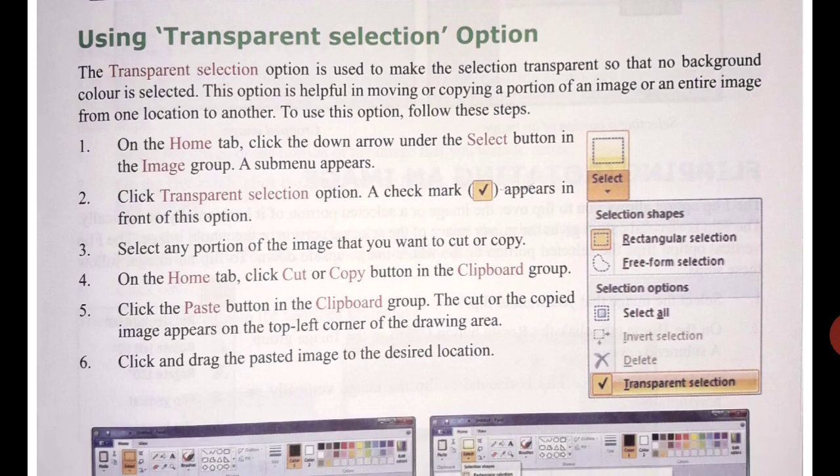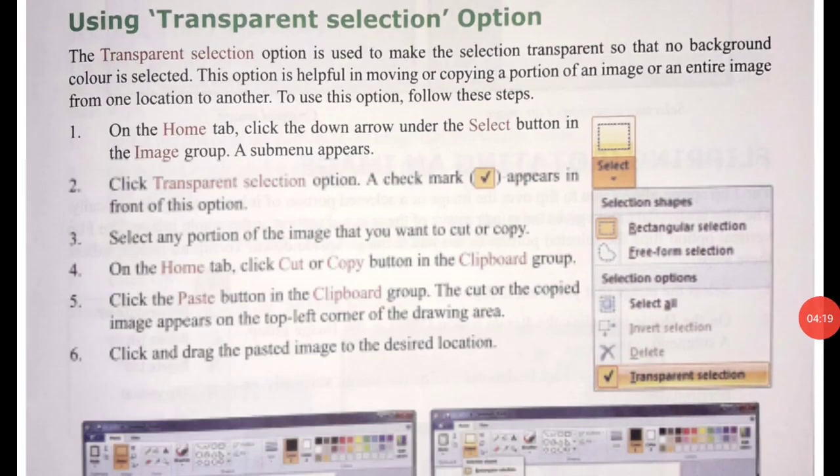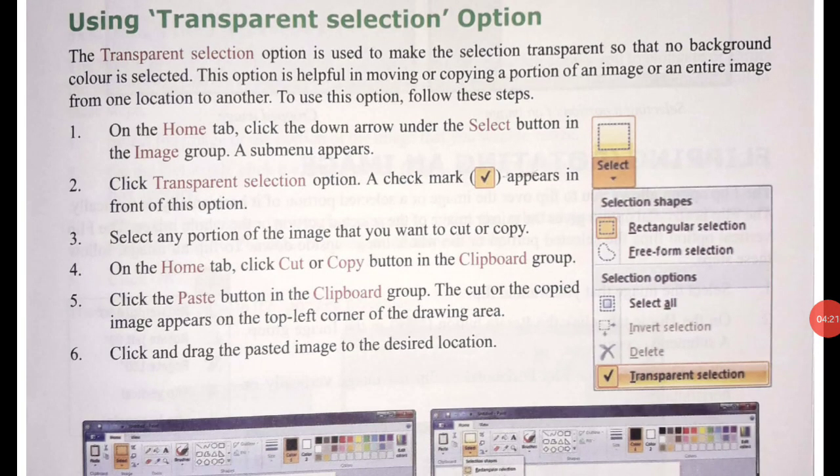Number one, on the home tab, click the down arrow under the select button in the image group. A sub menu will appear like this. All the options are there: rectangular selection, free-form selection, select all, transparent selection. Number two, click the transparent selection option. A check mark appears in front of this option.